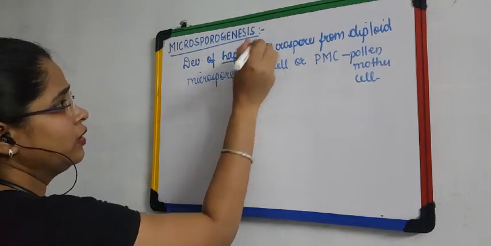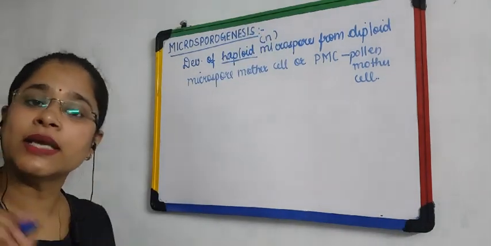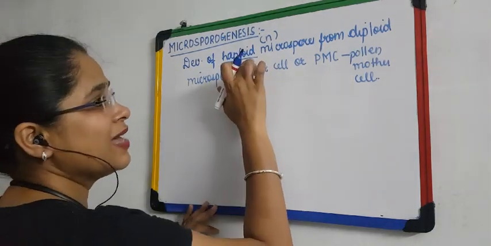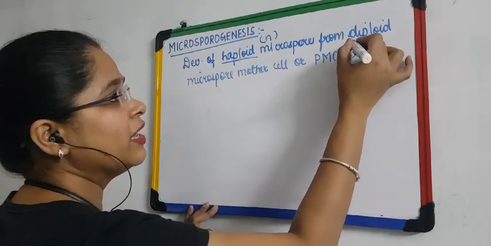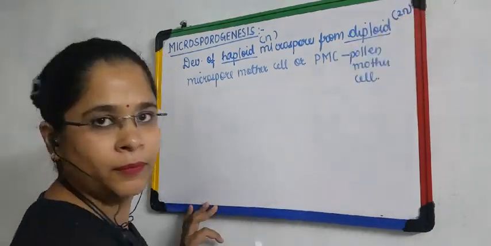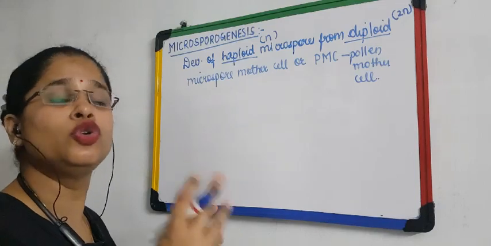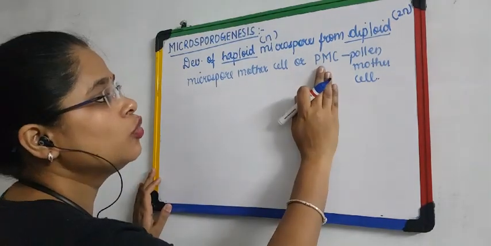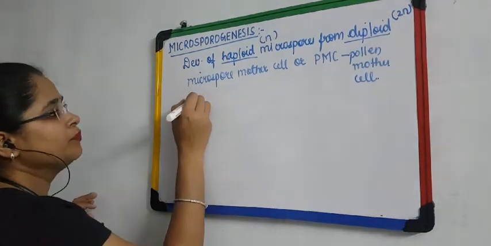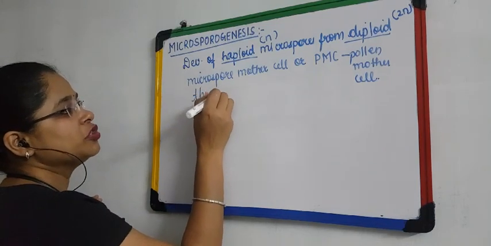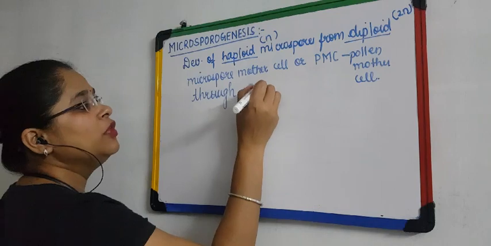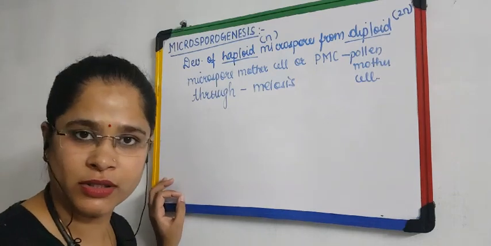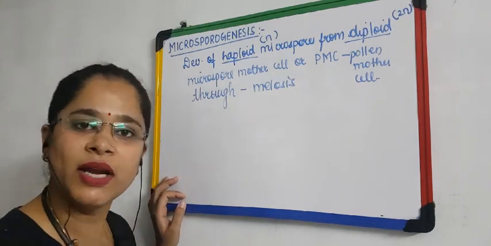What do we mean by haploid? N. What is N? That there is only one set of genome. When they develop as haploid, from what do they develop? They develop from diploid, 2N. They have two sets of genomes or two sets of chromosomes, from microspore mother cell, which is also known as PMC, pollen mother cell. Through which cell division? They develop through meiosis. Clear with that? The cell division involved in microsporogenesis is meiosis.